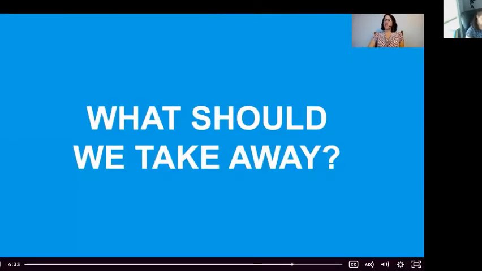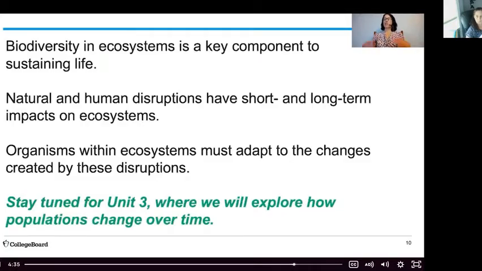What should we take away? Well, in general, since this is the last video from Unit 2 on biodiversity, remember that biodiversity in ecosystems is a key component to sustaining life. We looked at all these different disturbances that happen over all of these vastly different time scales that can be natural or human caused. And the greater my diversity, the greater that ecosystem is able to withstand those types of disturbances.